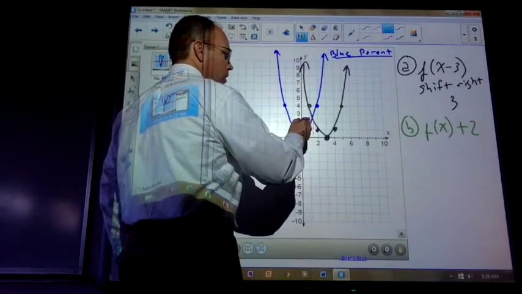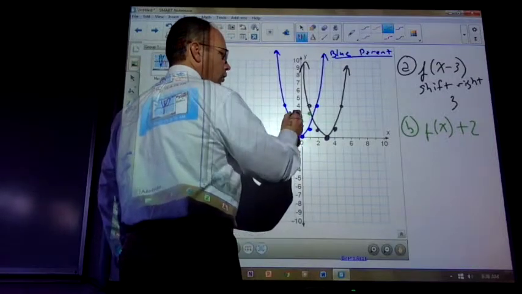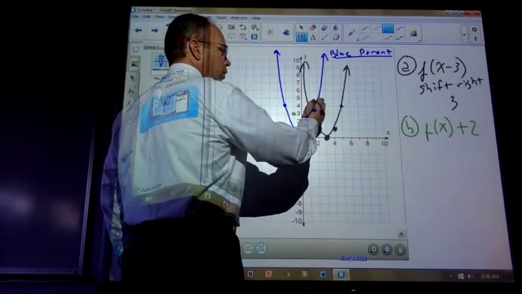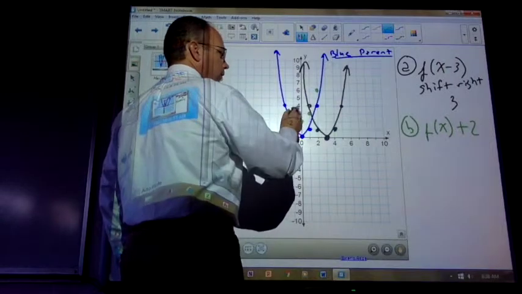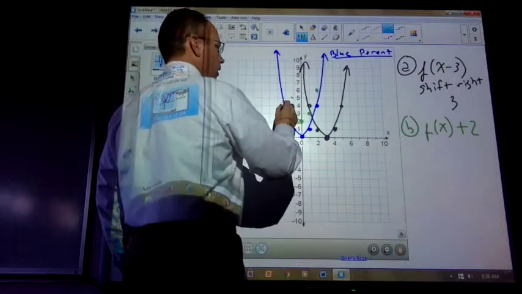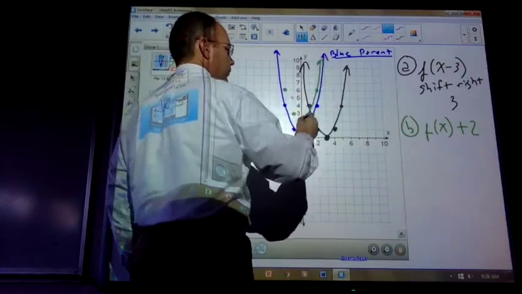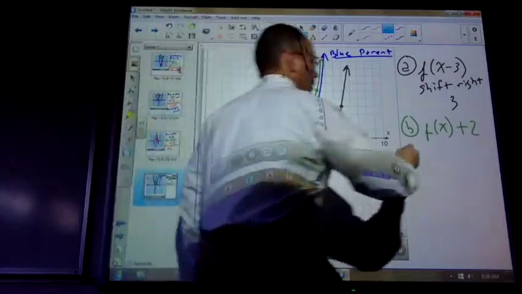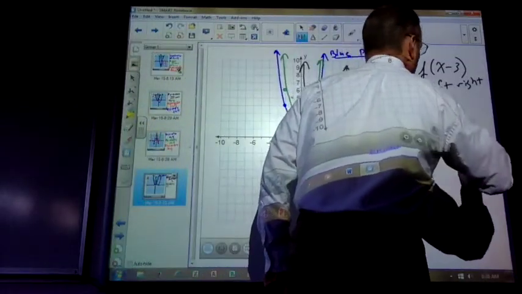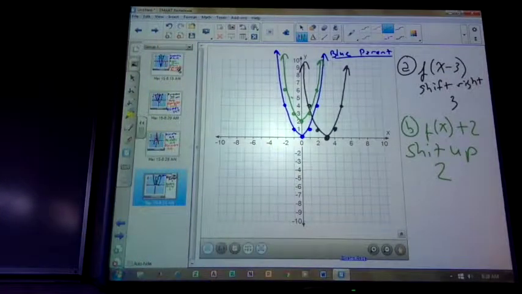1, 2. This one shifts up 2. 1, 2. This one shifts up 2. 1, 2. This one shifts up 2. 1, 2. This one shifts up 2. 1, 2. Sorry, this one. 1, 2. Right? That make sense? You missed that shift.